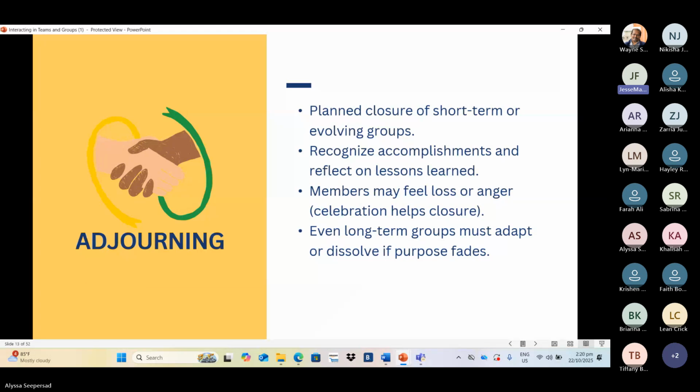At this stage, members should recognize their accomplishments for successfully achieving their goals, as well as reflect on what processes might have been effective or ineffective. During this stage, members tend to feel a sense of loss or anger at the group's closure, as well as parting from the friendships they might have developed. Something that may help with these feelings is to have celebrations to allow members to share their goodbyes.